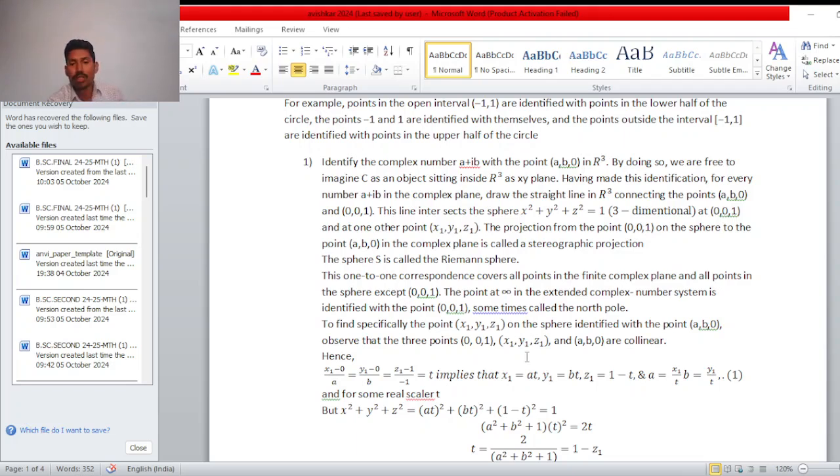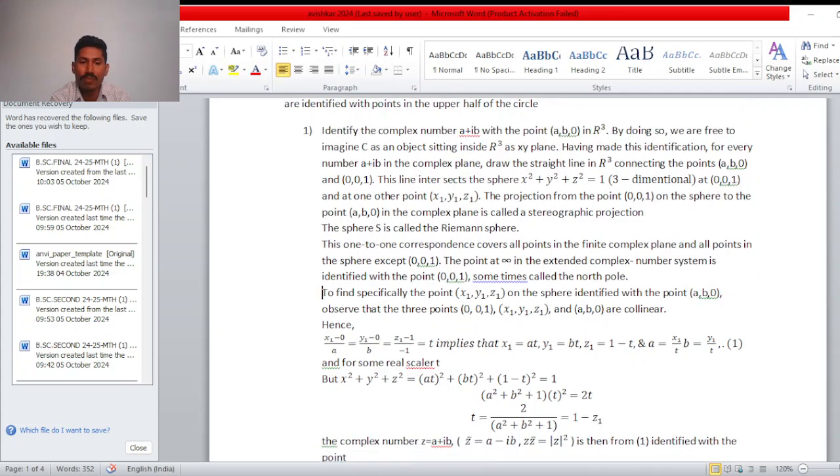So how can you calculate it manually? Specifically, I want to find the point x1, y1, z1 on the sphere if I am given a point a, b, 0. Observe that the three points 0, 0, 1, x1, y1, z1 and a, b, 0 are collinear. Therefore, from the conditions of collinearity, we can observe that (x1 minus 0) upon a is equal to (y1 minus 0) upon b, equal to (z1 minus 1) upon minus 1.